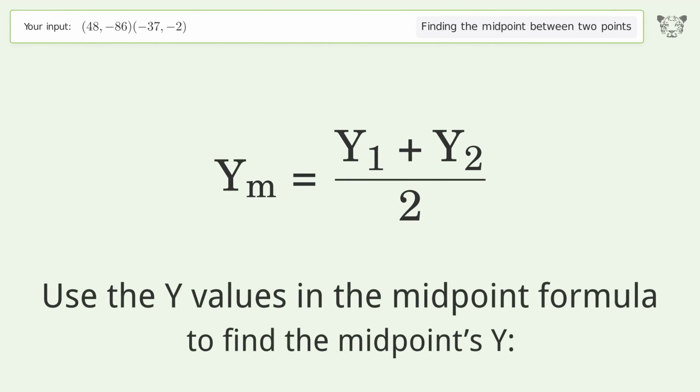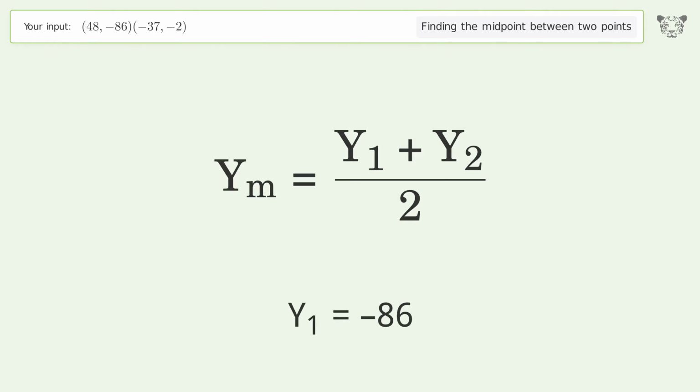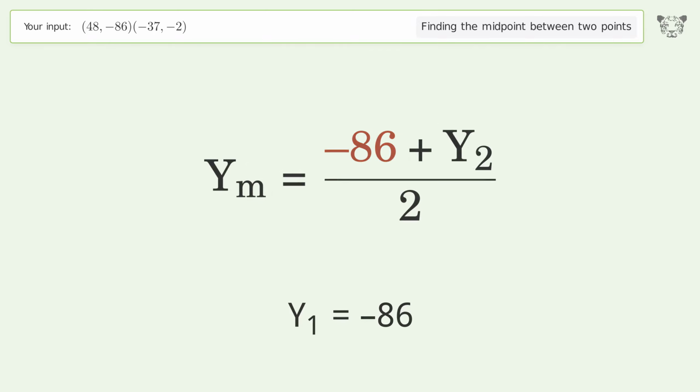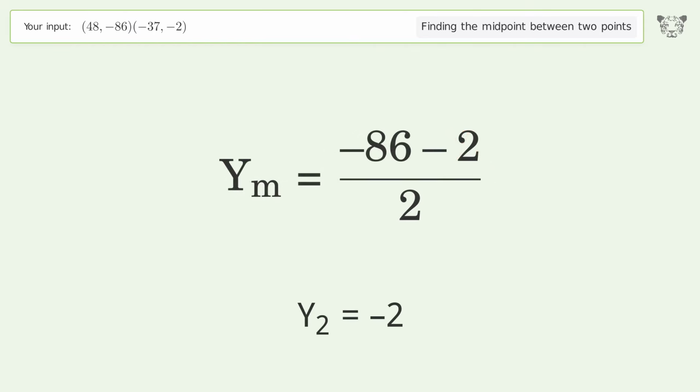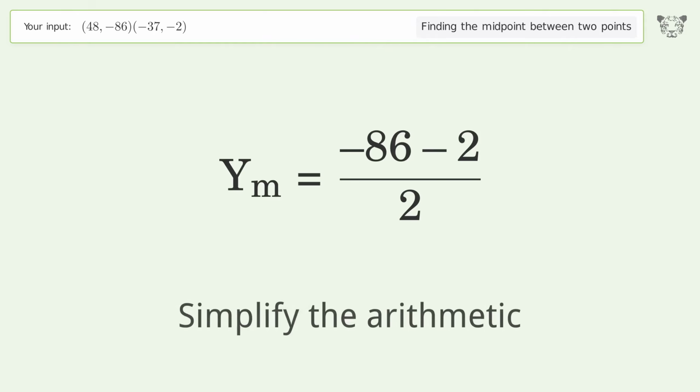Use the y values in the midpoint formula to find the midpoint's y. y1 equals negative 86. y2 equals negative 2. Simplify the arithmetic.